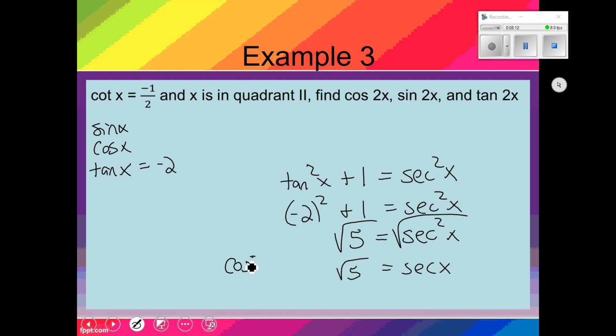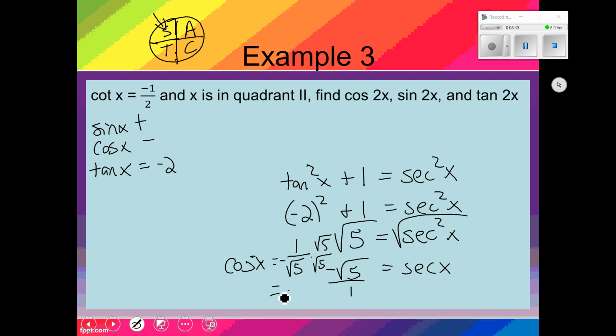Okay, and if I'm in quadrant 2, let's think signs real quick. All Students Take Calculus. If I'm in quadrant 2, I know that the cosine should be negative, so this is actually going to be negative square root of 5. So I know the sine's going to be positive. If I take the reciprocal of this, the cosine of x is going to be 1 over the square root of 5, but then I need to rationalize it, and so that's going to make the negative square root of 5 over 5. So negative square root of 5 over 5.